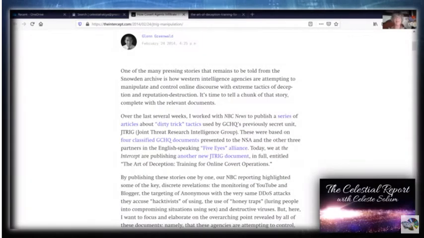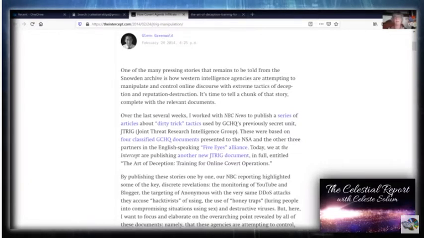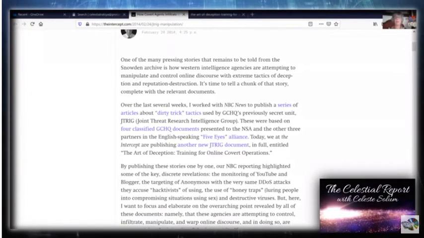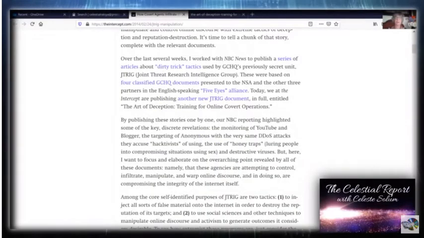4 classified documents were released from this group to the NSA, to the English-speaking Five Eyes Alliance, the mysterious Five Eyes Alliance. And it's talking about the art of deception, training for online covert operations. And you really need to be aware of these because it is across the internet. And they do set up honey traps and lure people into compromising situations, send out destructive viruses, and more.